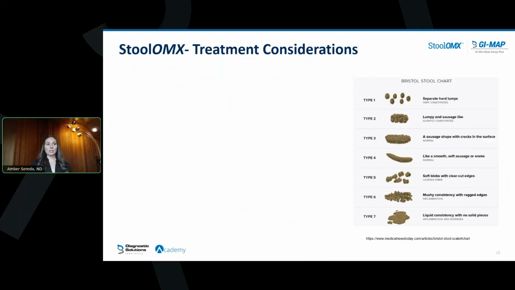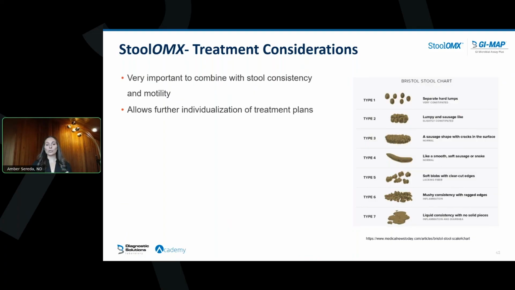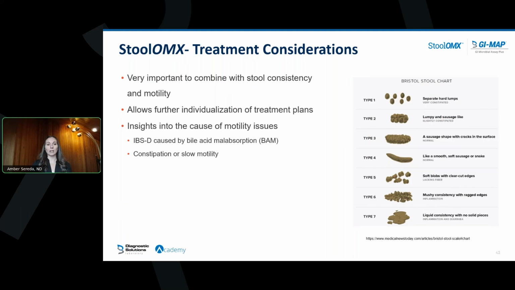And so a few considerations I want to wrap up with here is that it's very important that we combine the stool consistency and motility with our interpretation. So you can see I put the Bristol stool chart here on the right. And if this is not something that you're using in practice, I highly, highly recommend it, because again, we need to know that stool form and motility or transit time to really interpret the StoolOMX results to the best of our ability. Having those StoolOMX results allows us to further individualize those treatment plans and maybe make some adjustments that we may not have thought about in the beginning.